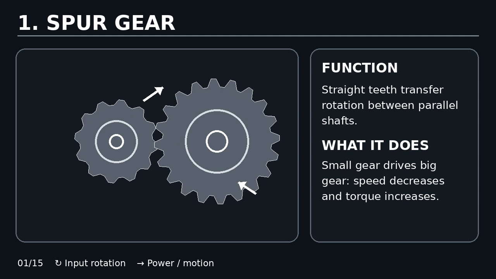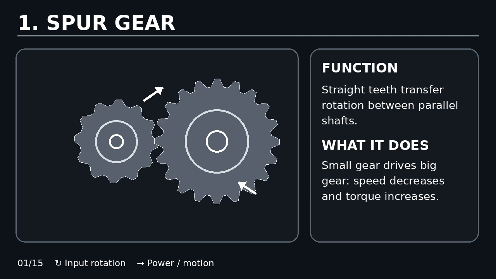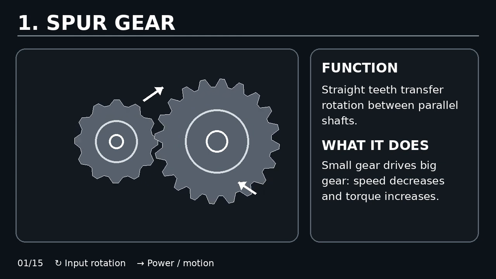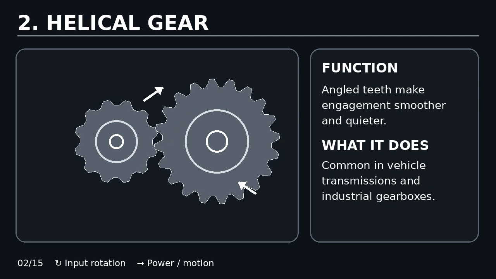Spur gears use straight teeth. They transfer rotation between parallel shafts. When a small gear drives a larger gear, speed goes down while torque goes up. Helical gears have angled teeth.